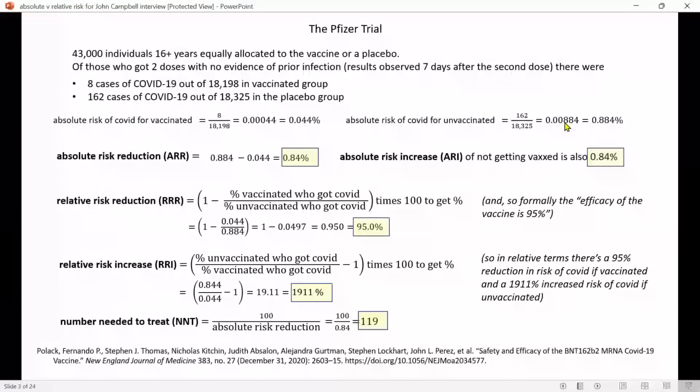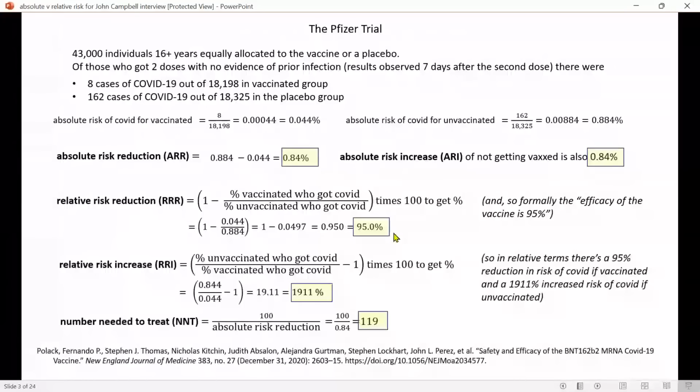Using the formulas I presented earlier for the relative risk reduction, you're looking at the percentage of vaccinated who got COVID over the percentage of unvaccinated who got COVID, which is 8 divided by 162, and 1 minus that gives you the 95% efficacy, i.e. the 95% relative risk reduction. You can also look at the relative risk increase, which they could even have given, being even more deceitful, which is actually almost 2,000%. But it still doesn't change the fact that the absolute risk increase is less than 1%.